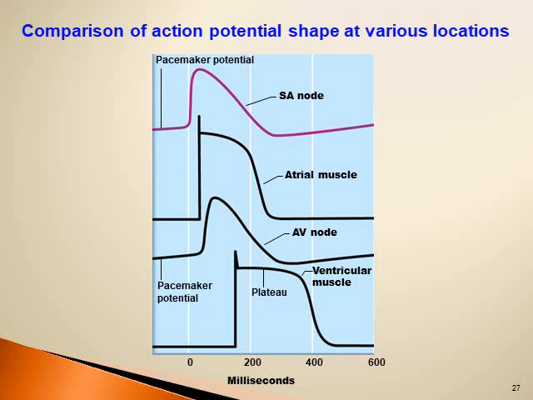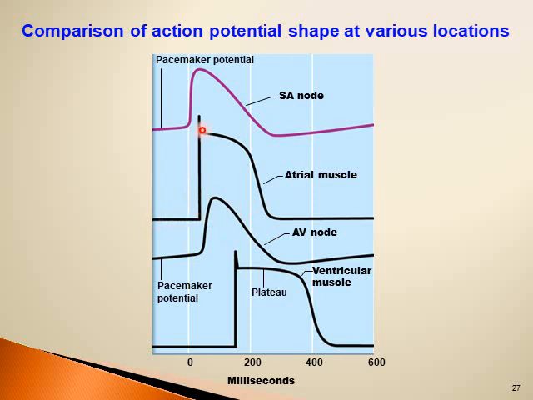Here we can see the shape of the action potential in the different parts of the heart. This is the pacemaker potential and the action potential in the SA node. And after a short time, there is a delay between one and the other. This will allow the contraction of the atria first, followed by the ventricles.